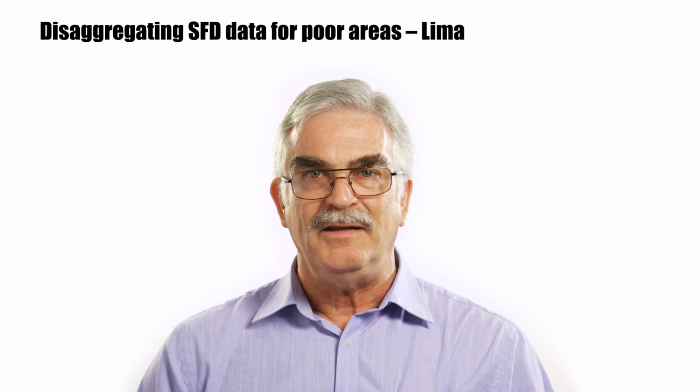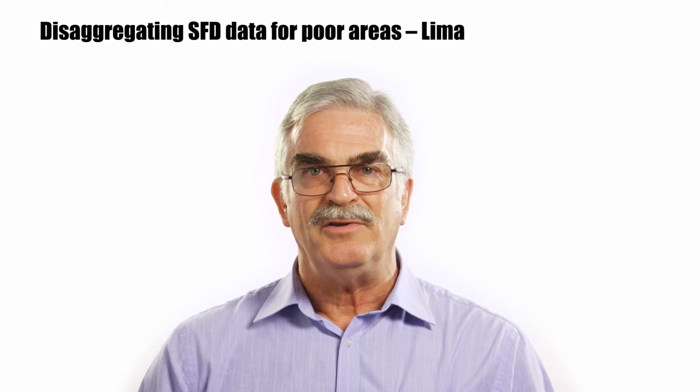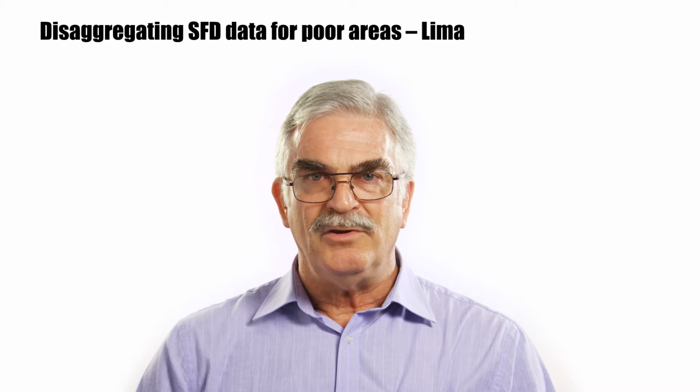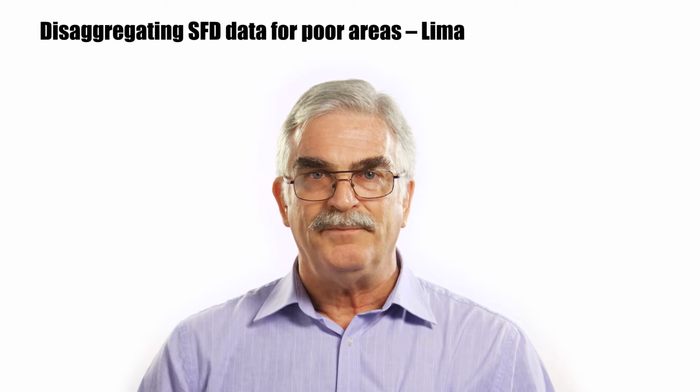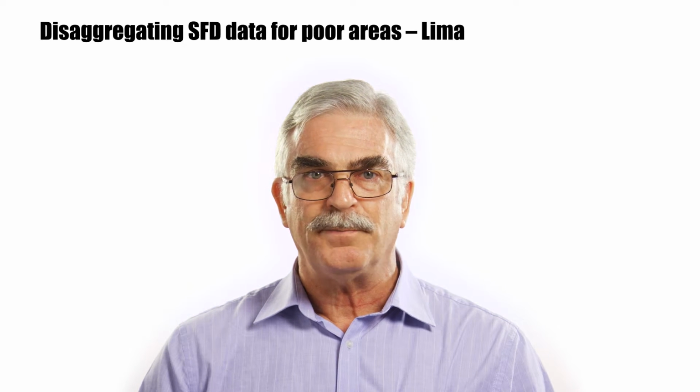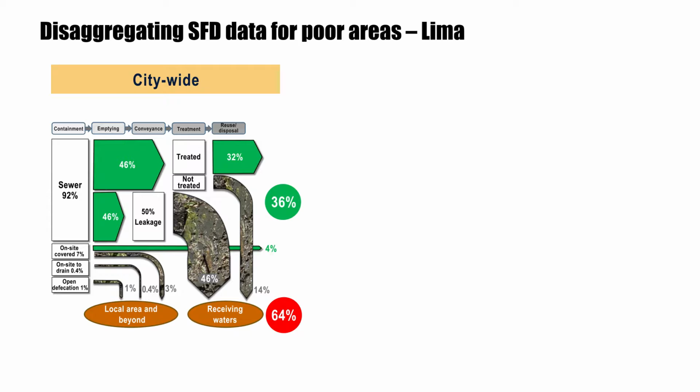Aggregating the data to city level can hide important differences. In this example from Lima, Peru, the water and sanitation utility, SFD, has a political mandate to service informal settlements not served by the water or sewerage networks. The city-level SFD shows the vast majority served by sewerage, and the main problems are a degraded network and poorly functioning sewage treatment, which result in significant environmental pollution.